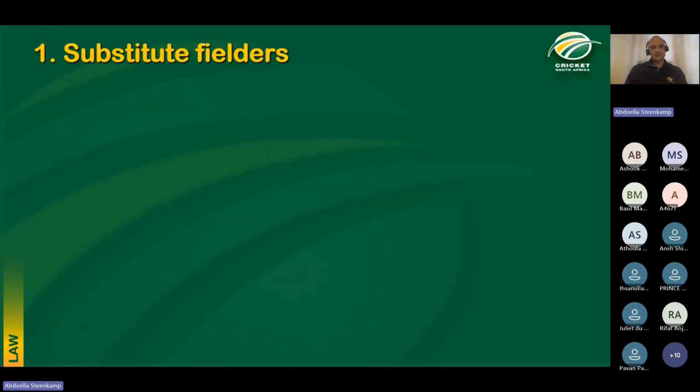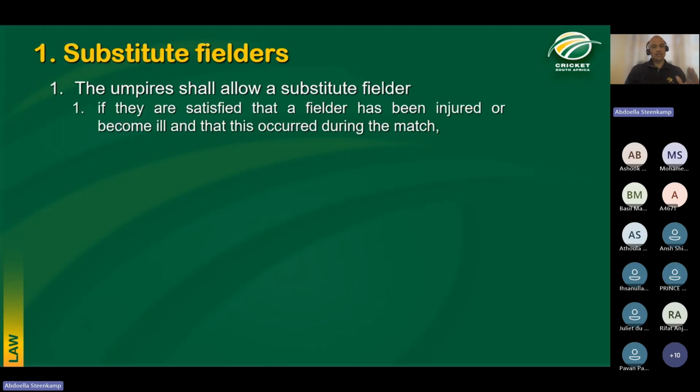Substitutes and fielder's absence. When it comes to substitutes, when do we allow a substitute, and what power does the substitute have? Let's first have a look at when to allow a substitute. If the umpires are satisfied that a fielder became injured or ill, and importantly, this injury or illness needs to happen during this particular match, we will allow a substitute in his or her place while that fielder gets treatment.